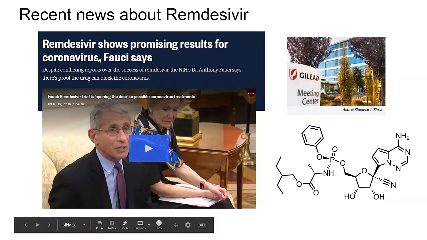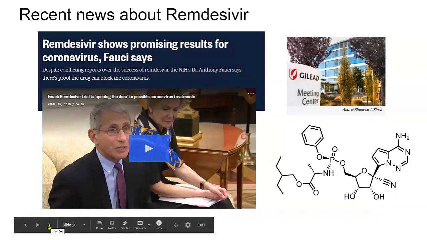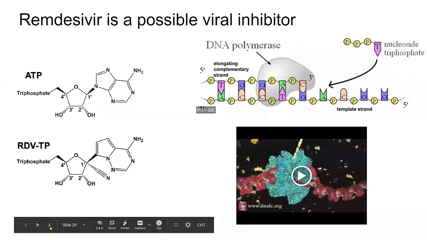And there have been trials to test this. Does it help this disease? Does this drug help cure the disease? And just 2 days ago, this is Anthony Fauci, who's the government's top scientist, let's say it that way. And he says, there is proof the drug can block the coronavirus. It is not blocking entry, it is blocking replication. So this next slide is an attempt to explain, how does it do that?